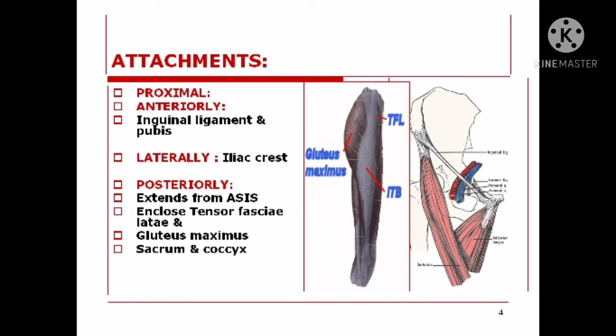The attachments of the fascia lata. Proximally, it is anteriorly attached to the inguinal ligament and the pubic bone, laterally to the iliac crest, and it goes posteriorly from the anterior superior iliac spine to enclose the tensor fasciae latae muscle and the gluteus maximus muscle, and then the sacrum and the coccyx. So it encloses the entire thigh like a stocking.